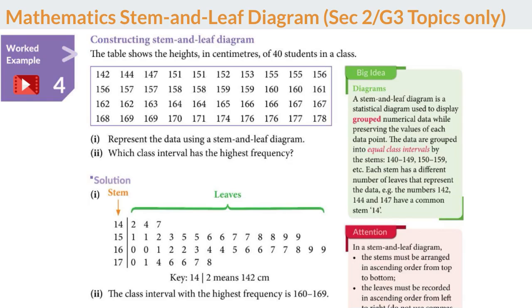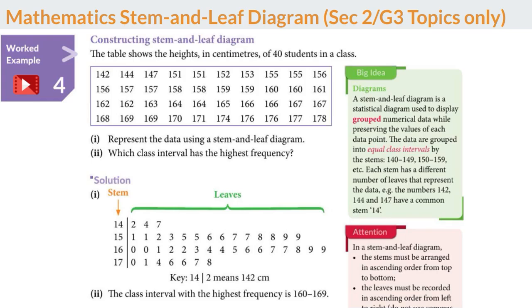Now look at worked example 4 here. You can see that the stem is increasing and the leaves are long. What does this mean? If I were to put 142, the stem will be 14, the leaf will be 2. Other values starting with the same base, in this case 14, 15, 16 and so on, you need to write them down even if it's a repeated number. If you have 142, 144, 147, your stem will be 14. So you write on the left hand side 14, then draw a line, so you can separate the stem and the leaf.